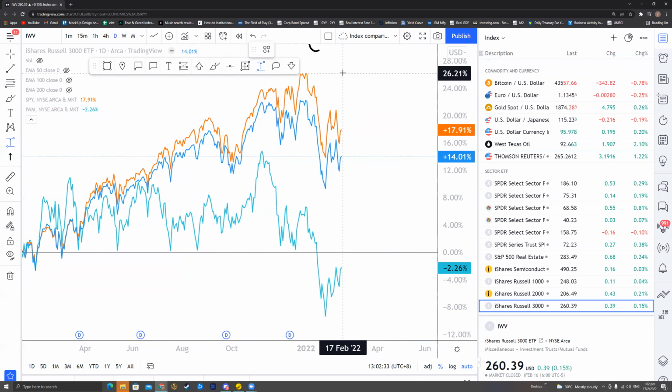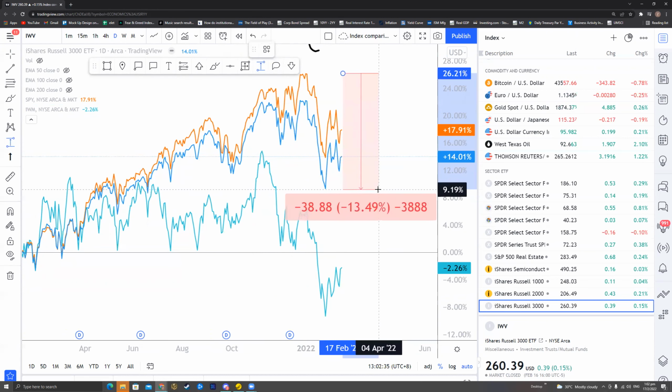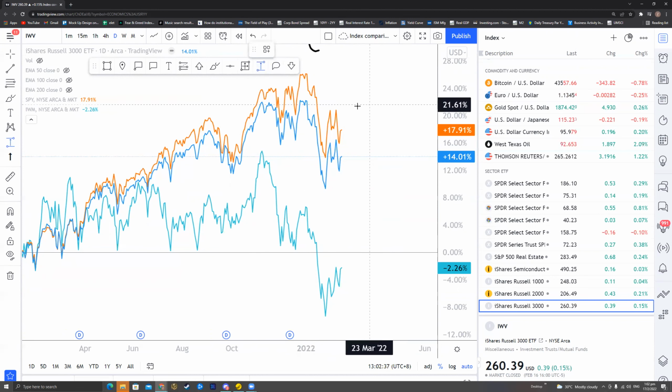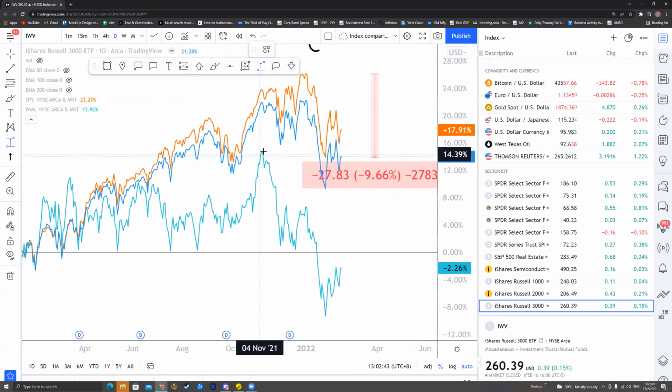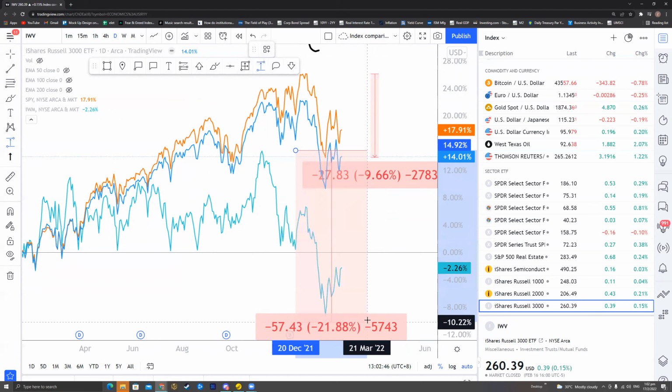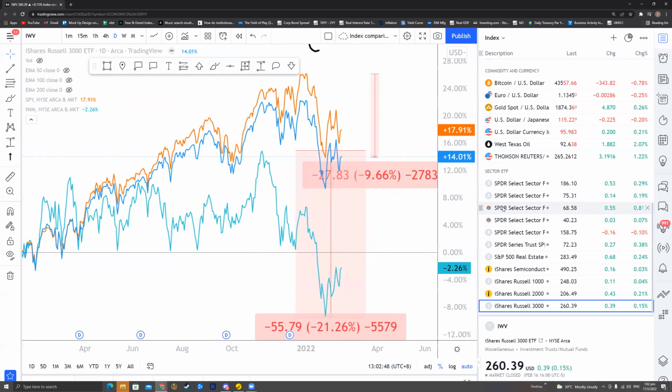Okay, so from the top to bottom, let me look at the S&P. S&P is the orange line. From the top to bottom, S&P dropped close to 10%, but Russell 2000 actually dropped close to 20%. So that's how volatile the small cap companies are.